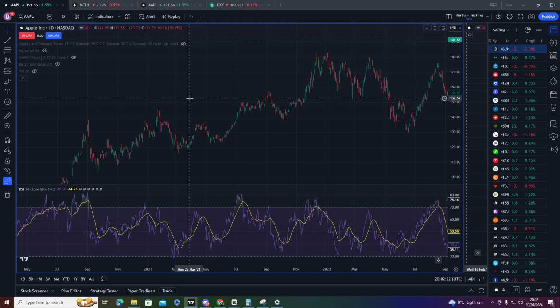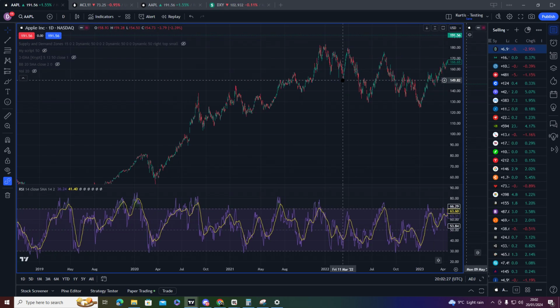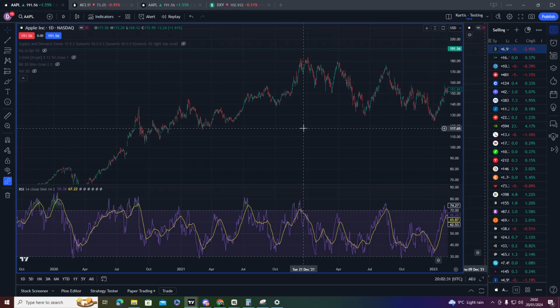Anyway, right, so what we're looking at here is an Apple chart, and this is the daily chart. I am going to teach you guys how you can quite easily decipher the direction and mitigate the noise and just trade. Just follow the trend and trade, okay?